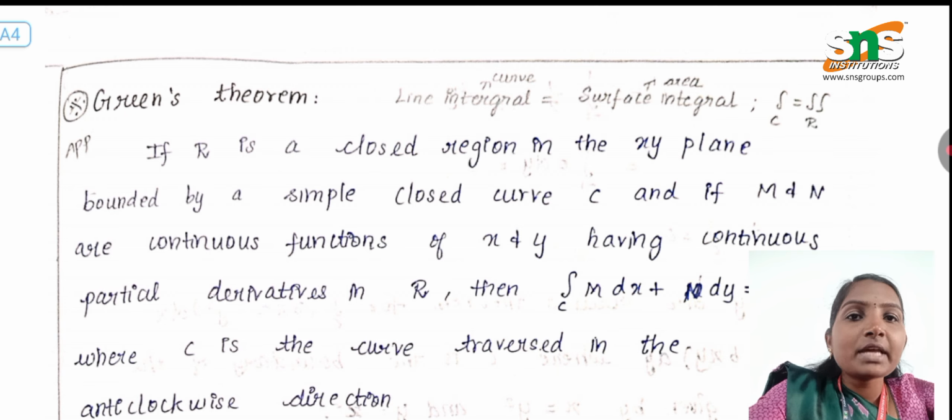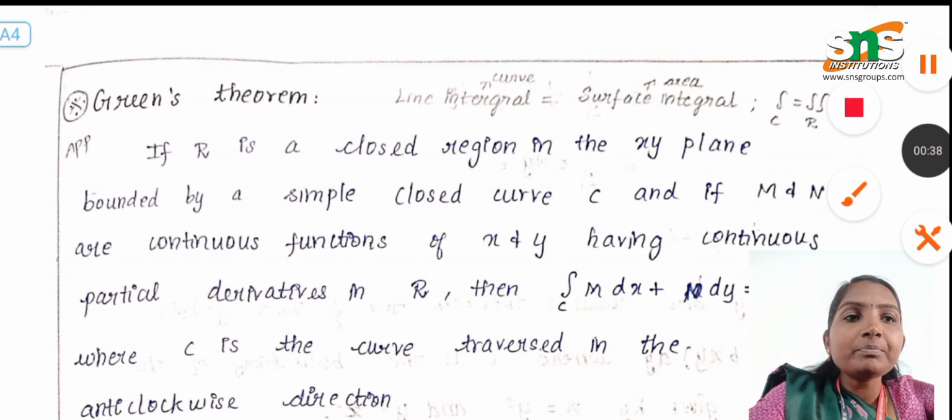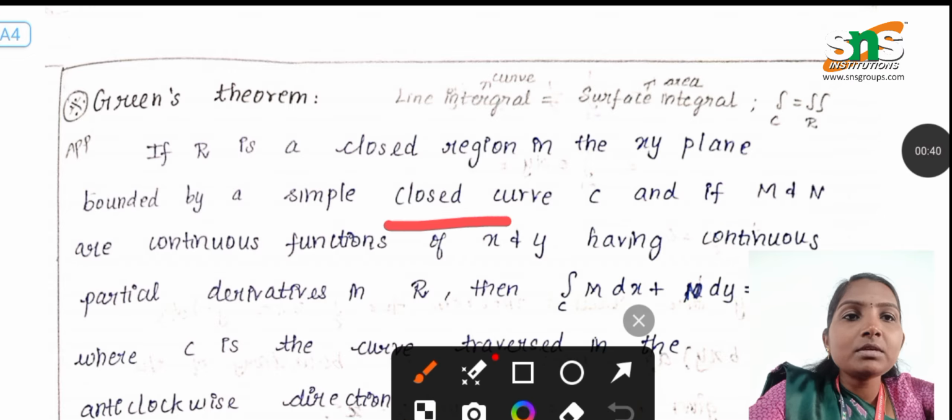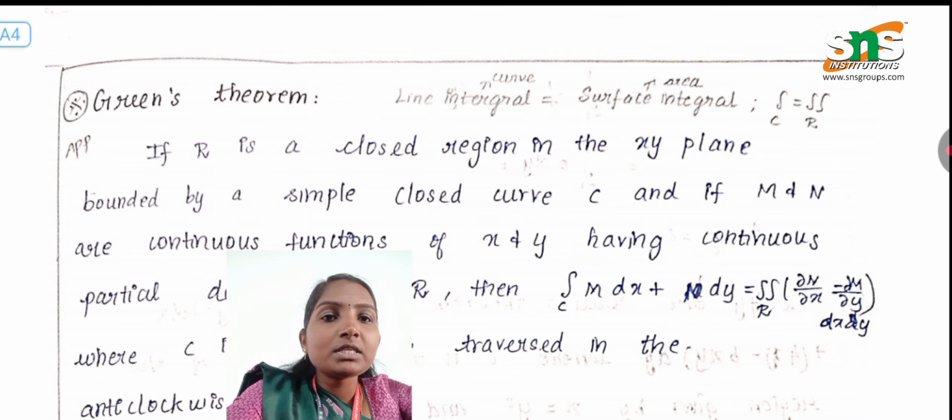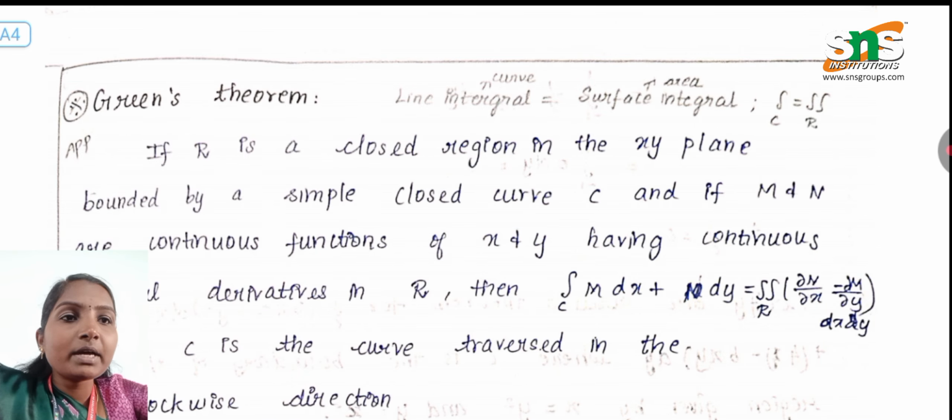The statement goes like, if R is a closed region in the xy plane bounded by a simple closed curve C, and if m and n are continuous functions of x and y having continuous partial derivatives in R, then the integral over C m dx plus n dy is equal to the double integral over the region R of (∂n/∂x minus ∂m/∂y) dx dy. Here C is the curve traversed in the clockwise direction.